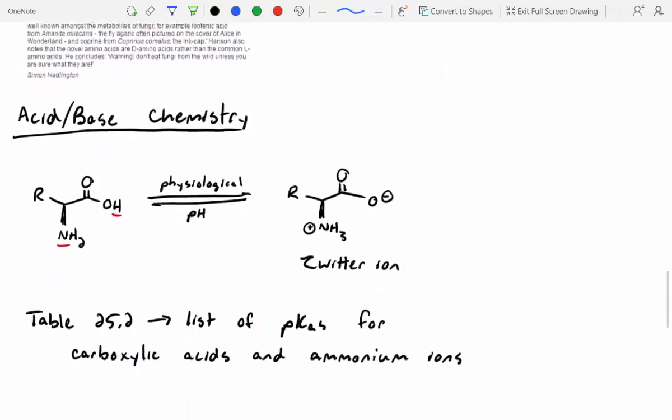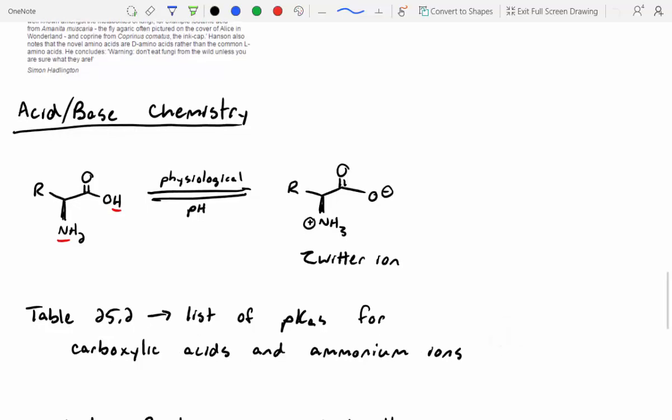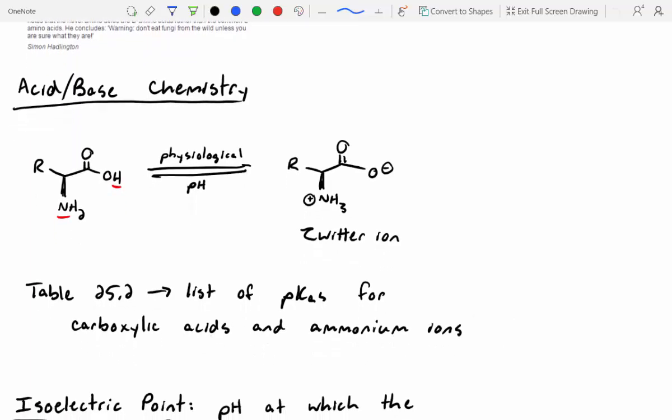And then I showed you guys the acid-base chemistry for these. It's important to remember that you've got a basic site and an acidic site, so you have to deal with various pKa values. If you go through your textbook, you can see a whole list of these, but it's important to remember amino acids exist as a zwitterionic form at certain pHs and oftentimes a wide range of pHs.